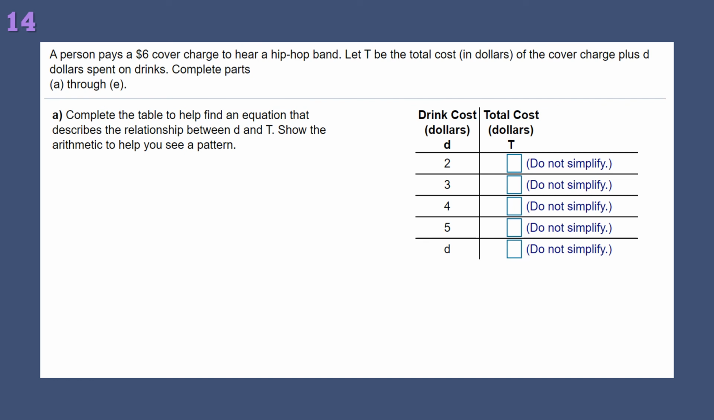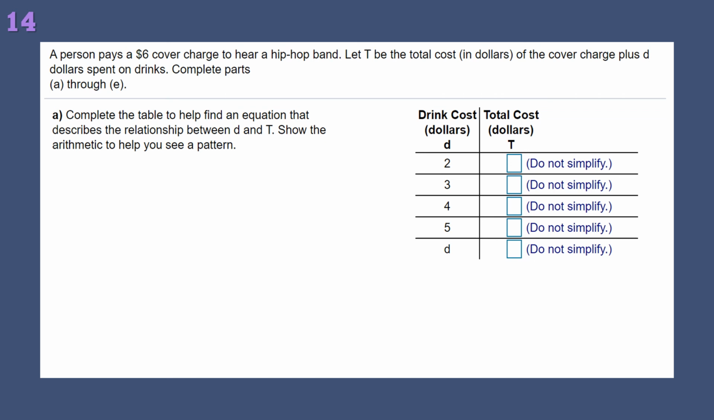Let's say we have a hip hop band, they're playing, and the venue that they're playing at charges $6 at the door. That's their cover charge. But then the venue is also going to make money for every drink that they sell, for every Mountain Dew. So if each Mountain Dew costs $2, then every time somebody buys a drink, they're going to make $2, right?